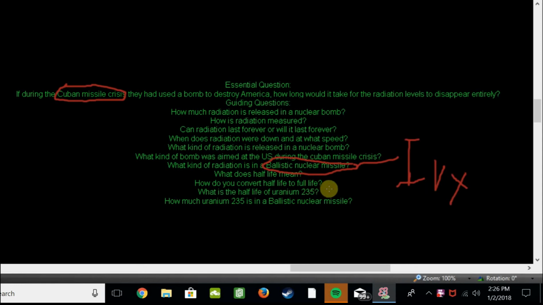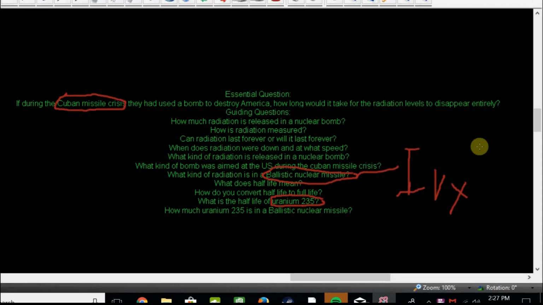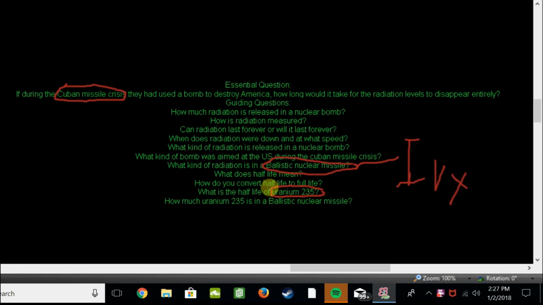Basically, how the missile works is that there's an amount of an element called uranium-235 inside of it, and when the bomb detonates, the uranium-235 goes through a fission process. So what we need to figure out is how much uranium-235 was in the Ivy Maker, and that is about 60 kilograms.